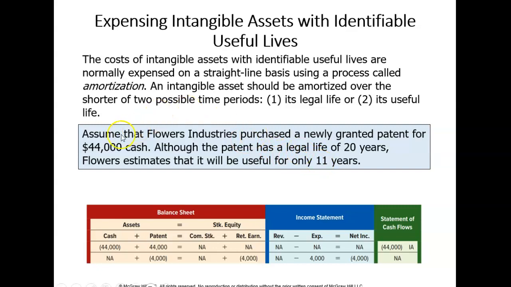So if our patent cost was $44,000, if we paid $44,000 in fees for the patent, then your cash account decreases by $44,000 and your patent account increases by $44,000. Now you're going to amortize that cost over the next 11 years. We call this straight-line amortization. So $44,000 divided by 11 years means you're going to expense $4,000 each year. Your patent account decreases by $4,000 each year, and retained earnings goes down by $4,000 each year because that's an expense. So if you have an intangible asset with an identifiable useful life, the cost of that asset will be amortized over the asset's useful life, not over its legal life.